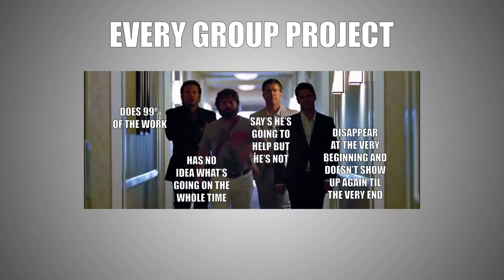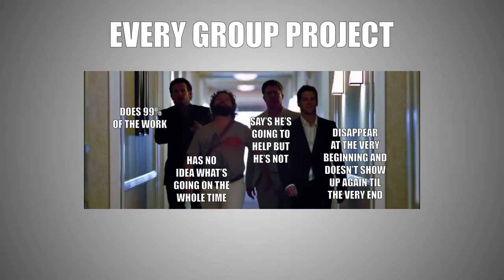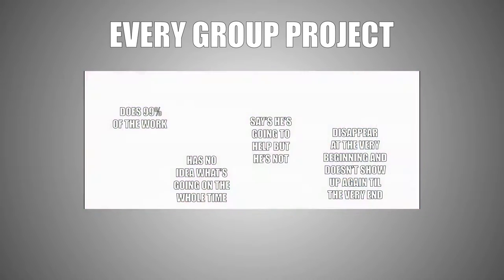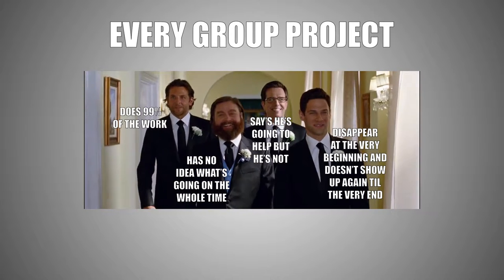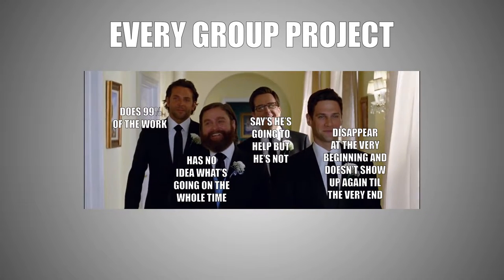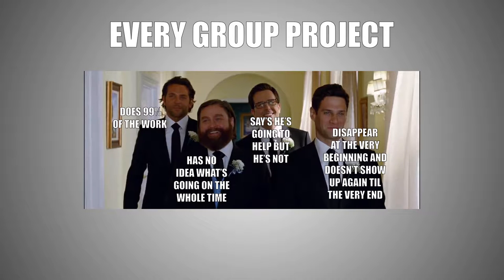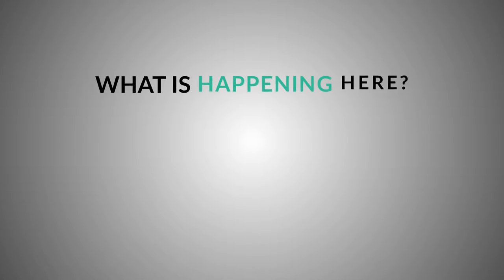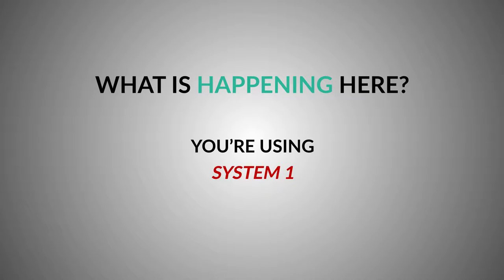Now let's apply this example to a group project. Maybe you and your teammates feel like each of you have put in more than your fair share of work on the project, which is causing everyone to feel like they're not being appreciated for the extra work they're putting in. For example, I know I have done most of the work in this project. What is happening here? You're using System 1, and these decisions are based on how easily System 1 can retrieve information and the amount of information it can find.